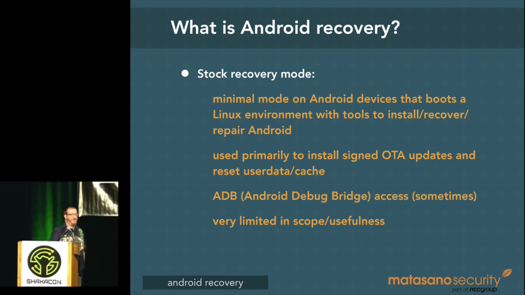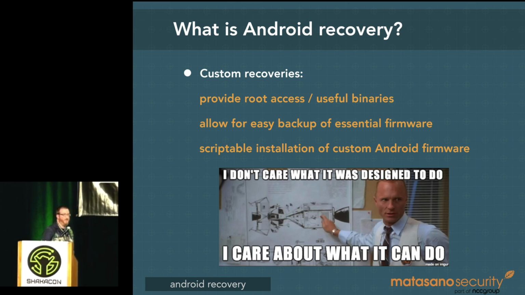The stock recovery will basically let you do a factory reset if you've screwed something up terribly with Android, which will clear out the user data partition and the cache partition. It's also used to install signed over-the-air updates from your carrier or from your OEM. So whenever you get a new version of Android, it boots to recovery to install that and then boots back up. Sometimes you'll get ADB access, which is the Android Debug Bridge, but usually not. And even if you do, it's pretty useless because the stock recovery is very limited in what it lets you do. So custom recoveries provide root access, most importantly, but they also can contain any useful binary that you want.